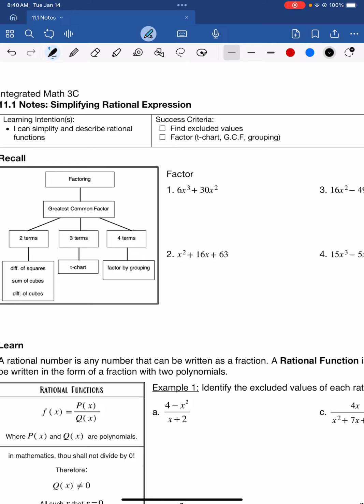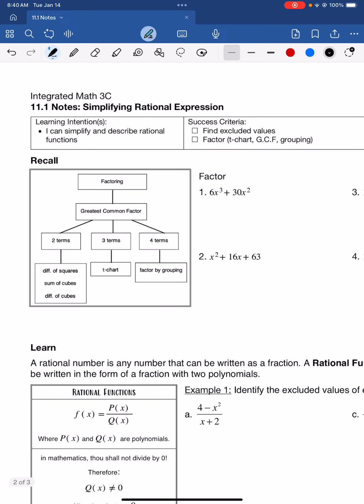So a little review here. When it says to factor, what we're looking for is first a greatest common factor. That's the first thing. And then depending on how many terms we have, some different strategies. 2 terms, usually just a GCF, but you can also have difference of squares, sum of cubes, and difference of cubes. We won't really be dealing with these two today. With 3 terms, you're going to do a T-chart, and then with 4 terms, factor by grouping.